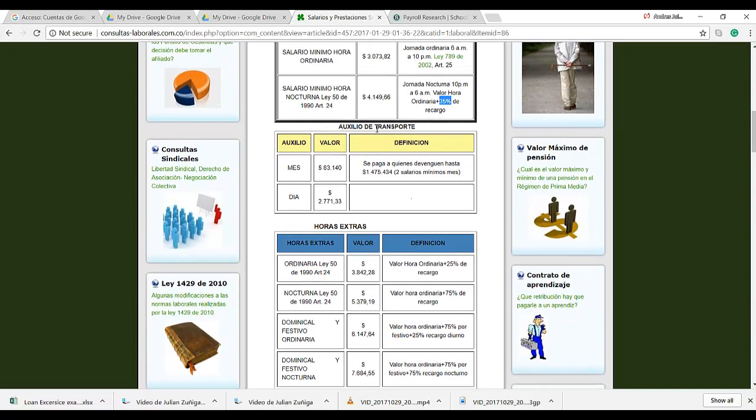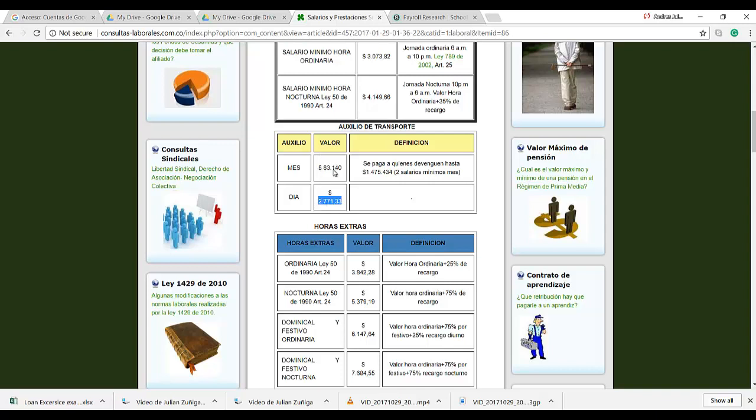Then there's something important about transportation. Transportation is a subsidy that the employer gives his employees if and only if this person earns up to 2 minimum wages a month, okay? So if the person earns more than 2 wages a month, then the employer does not have to give him this subsidy, okay? It's 83,140, independent from whatever he earns, just if he earns less than 2 salaries a month, okay?